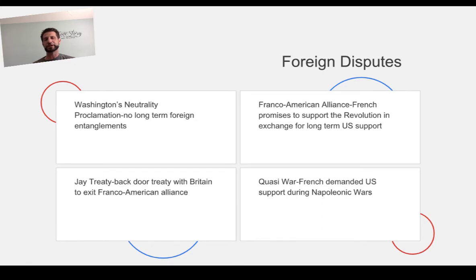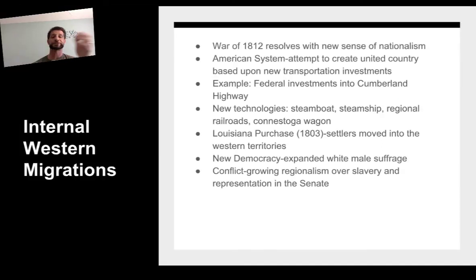So last off, once we get past this era, we start to enter into what's going to become the Western migrations. That's going to take us eventually into Manifest Destiny. Keep in mind how the War of 1812 plays such a huge role in this. When the War of 1812 ends, Americans have a much deeper sense of nationalism. And off of that, we get this proposal made by Henry Clay of what's called the American System, which was an attempt to unite the country based on new transportation investments by the government.